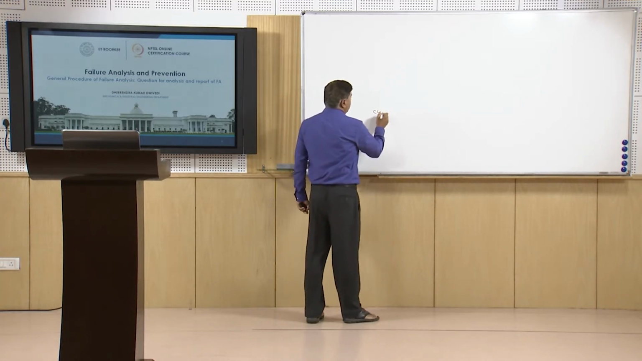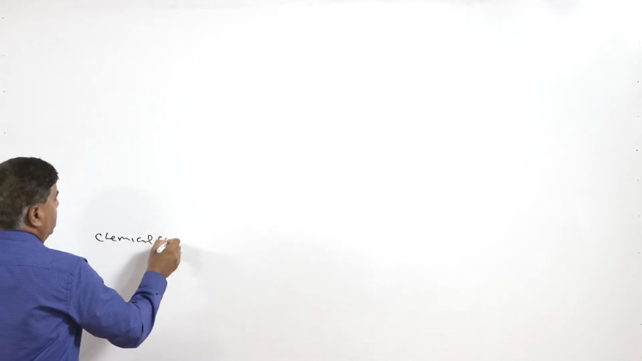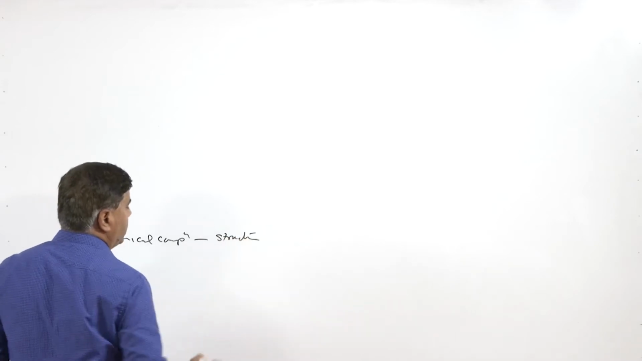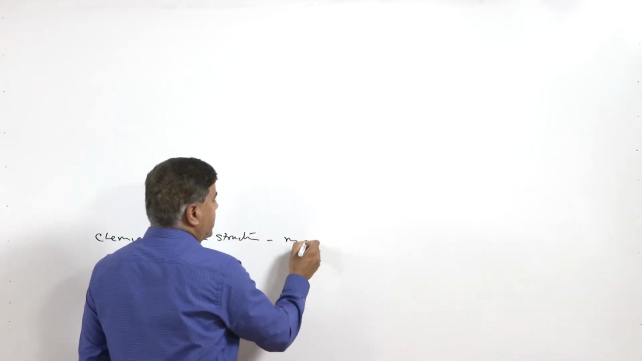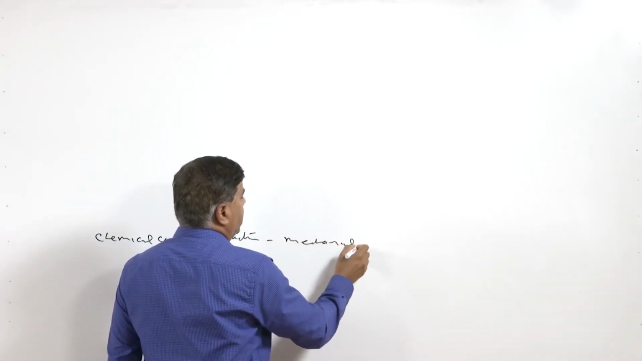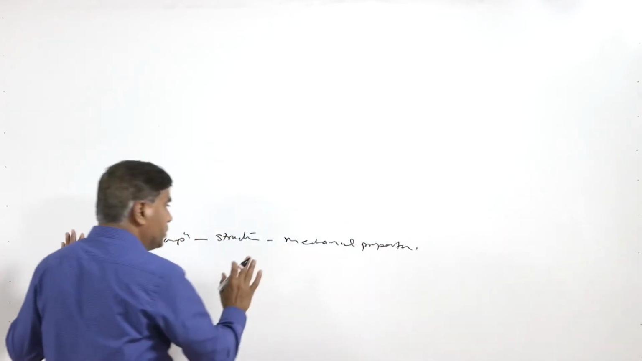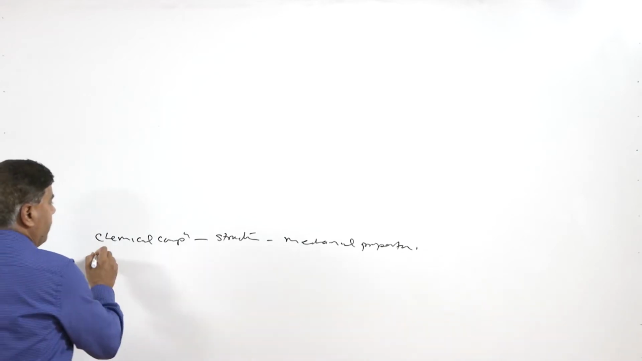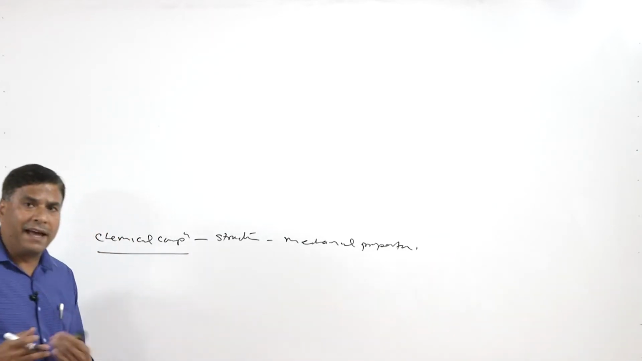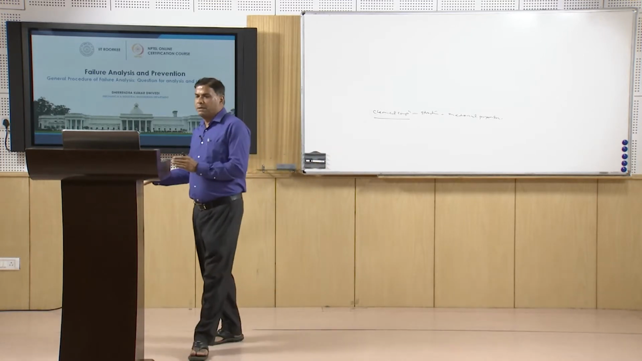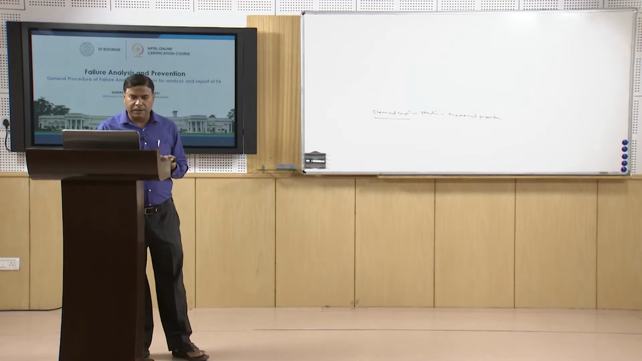Since the chemical composition of the material directly affects the structure of the material, which in turn affects the mechanical properties and response to the heat treatment, chemical composition is important. And so, through the chemical analysis of the failed component, we will be able to know really if it has been conforming to the specification or not.